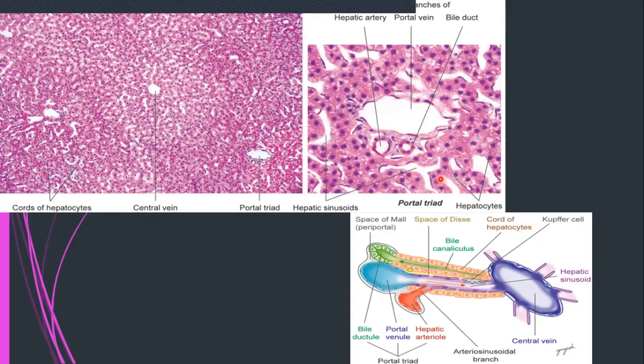Then you can see here the hepatic sinusoids. Now, between the hepatic sinusoid and the hepatocytes, there is a perisinusoidal space of Disse. Here you can see how blood flows. Blood from the portal venule and the hepatic arteriole will enter into the hepatic sinusoid, then be drained into the central vein. Okay, then you can see bile flowing in the opposite direction. Then here you can see the space of Mall, the periportal space of Mall within the portal canal.